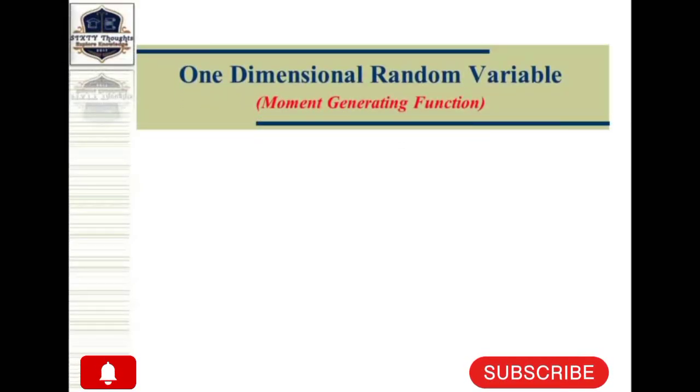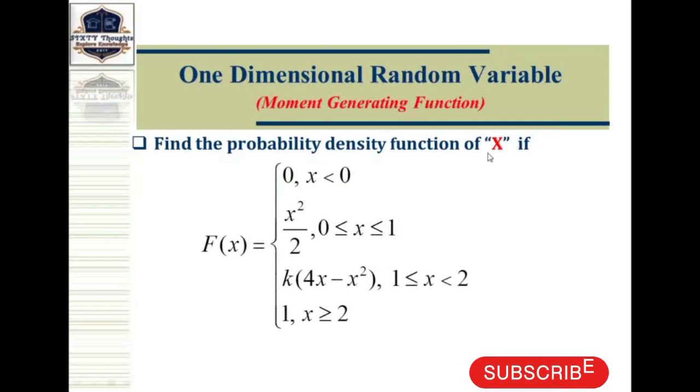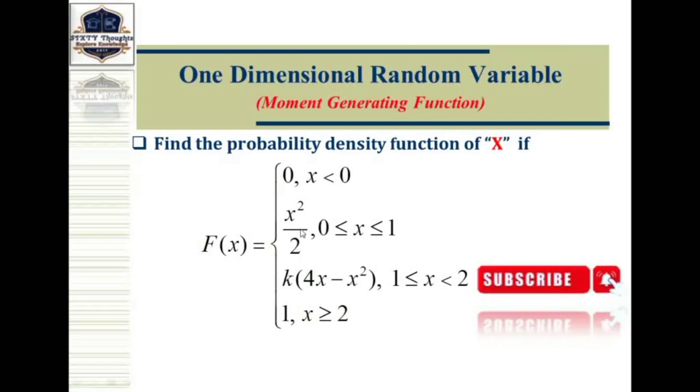In this video lecture, we will discuss one of the interesting problems based on one-dimensional random variable. Let us see one problem. Find the probability density function of a one-dimensional random variable capital X if the cumulative distribution function capital F of x equals 0 for x less than 0, x square by 2 for x varying from 0 to 1, and if x varies from 1 to 2, F of x equals k into 4x minus x square. If x is greater than or equal to 2, the cumulative distribution function capital F of x equals 1. How do we find the probability density function of the given capital F of x?